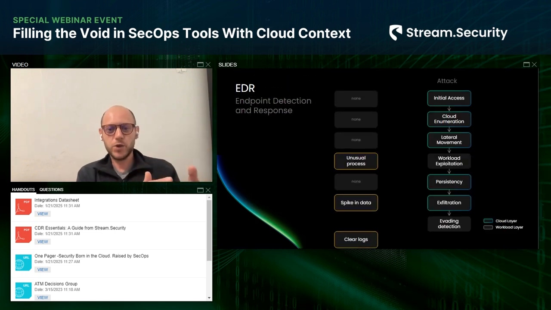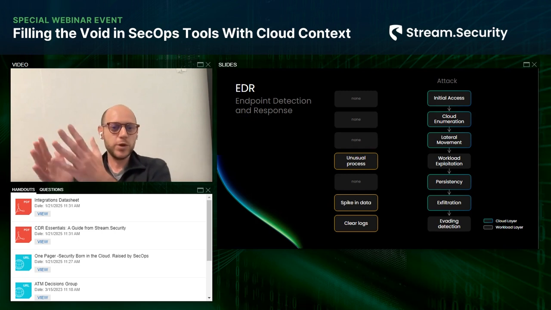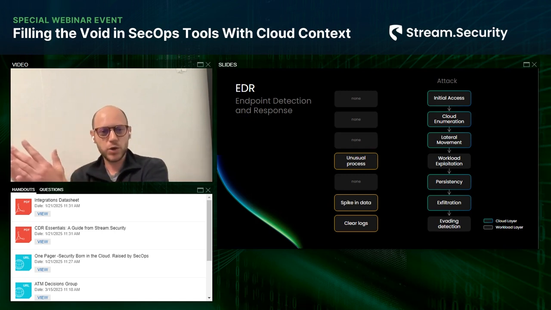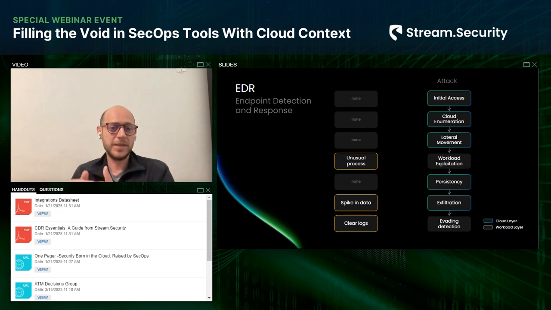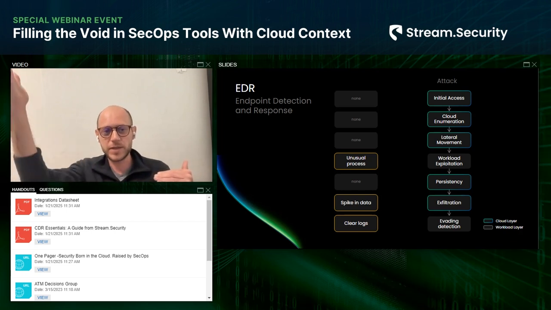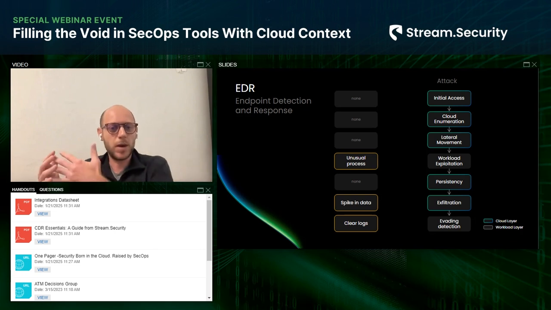Looking at the EDR solution, it will probably detect some unusual process, some bash execution, or a reverse shell on the workload at the point of the lateral movement and exploitation of the machine. It might detect a spike in data when the threat actor tries to exfiltrate data from the machine to a C2 outside of the environment. And then at some point, the threat actor will probably dump the logs from the machine to make it harder for you to understand what actually happened.